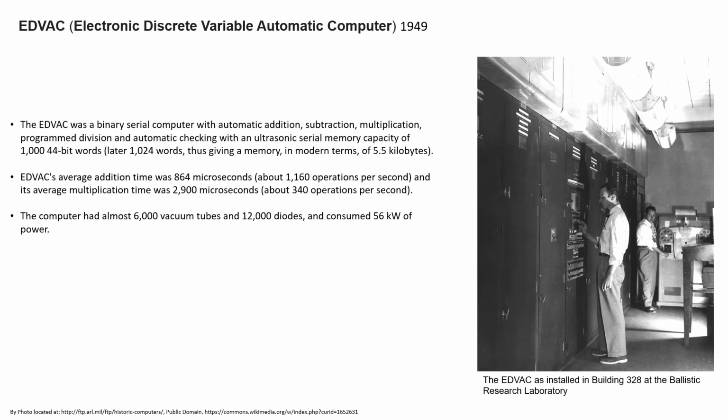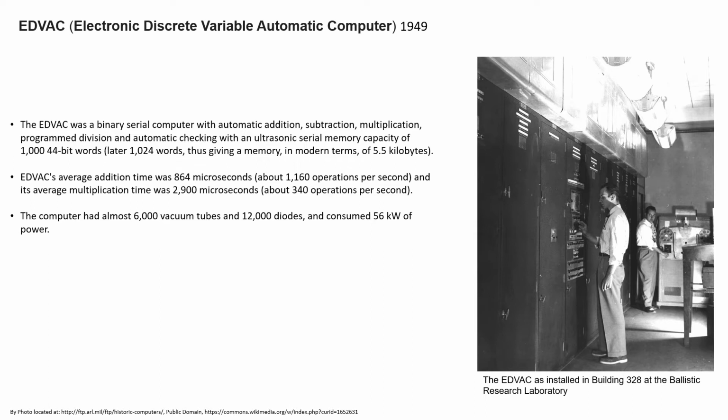EDVAC, that is Electronic Discrete Variable Automatic Computer. It came in 1949. The EDVAC was a binary serial computer with automatic addition, subtraction, multiplication, programmed division, and automatic checking with an ultrasonic serial memory capacity of 1044 44-bit words, later on 1024 words, thus giving a memory in modern terms of 5.5 kilobytes.